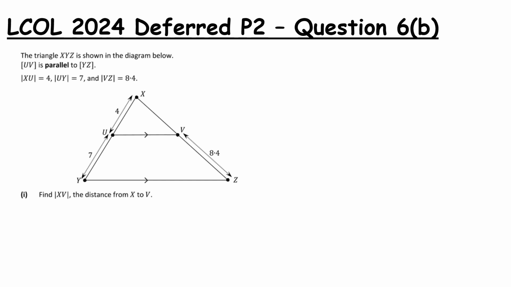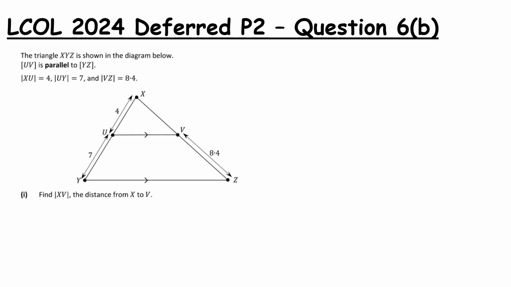Okay, so here we have a question from actually a Leaving Cert Ordinary Level paper. It's the 2024 Deferred Paper 2, question 6B. So you might be like, oh God, this is really, really challenging. But actually, it's a really good example of where we would not want to use similar triangles. It's going to be much more straightforward to work with our ratio method.